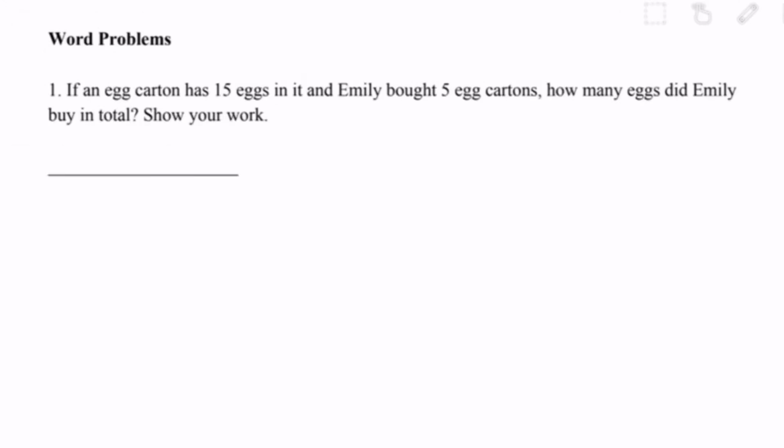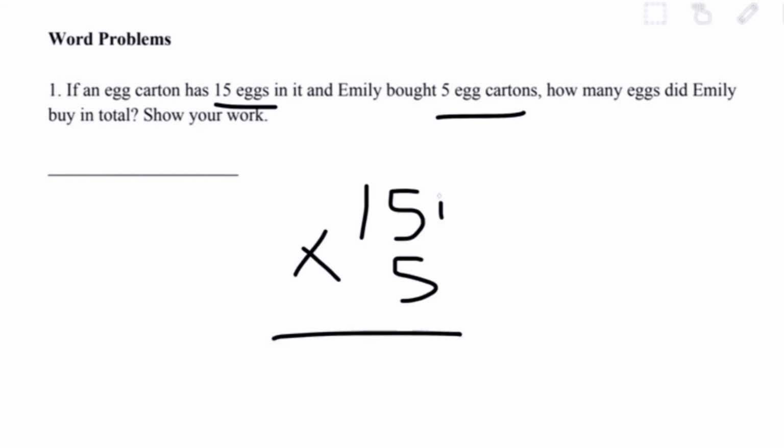Our last lesson is word problems. Let's look at number 1. If an egg carton has 15 eggs in it and Emily bought 5 egg cartons, how many eggs did Emily buy in total? Show your work. Well, she bought 5 egg cartons and each egg carton has 15. What we need to do is multiply 15 times 5. Let's multiply 5 times 5. 5 times 5 is 25. We put 5 at the bottom and 2 at the top.